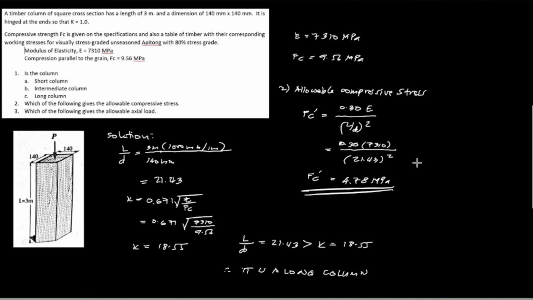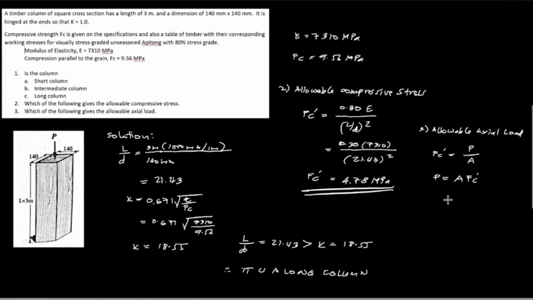And last, which of the following gives the allowable axial load? So number 3, allowable axial load. And the formula, Fc prime is equal to P over A. And to find P, P is equal to A multiplied by Fc prime.